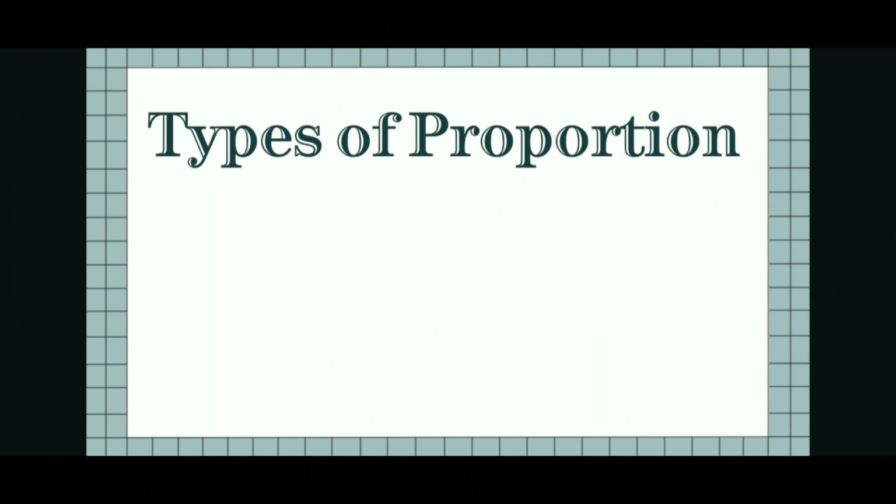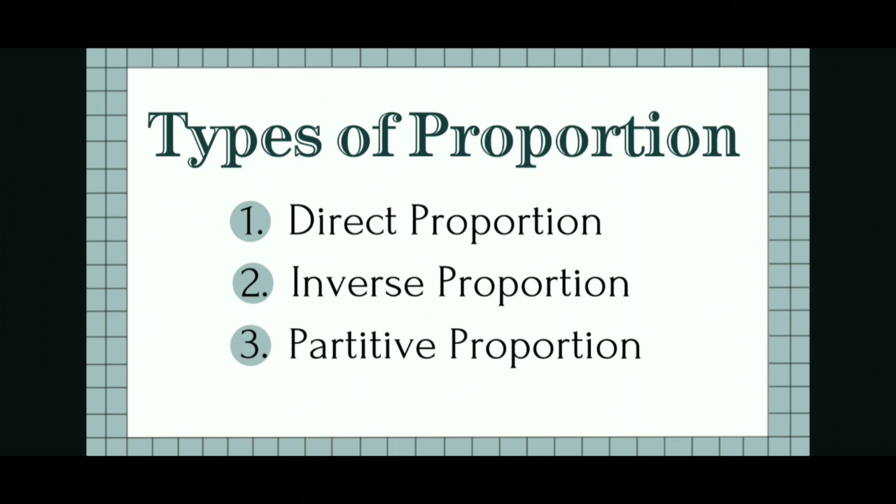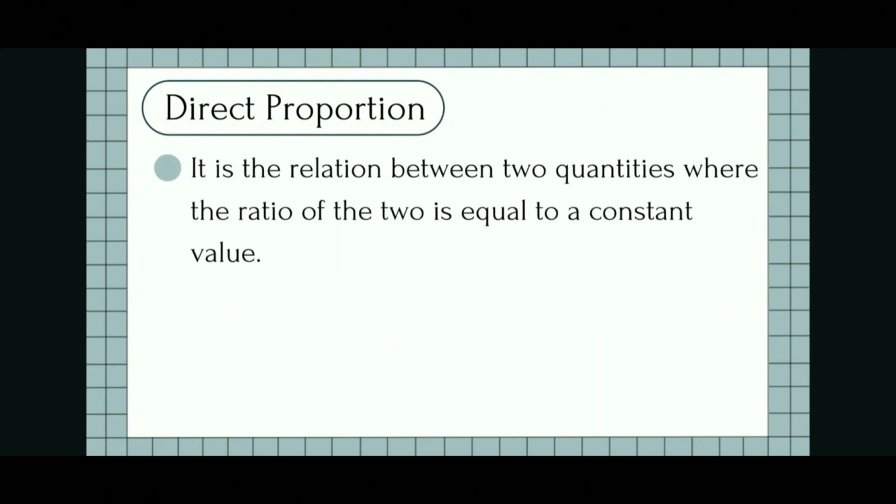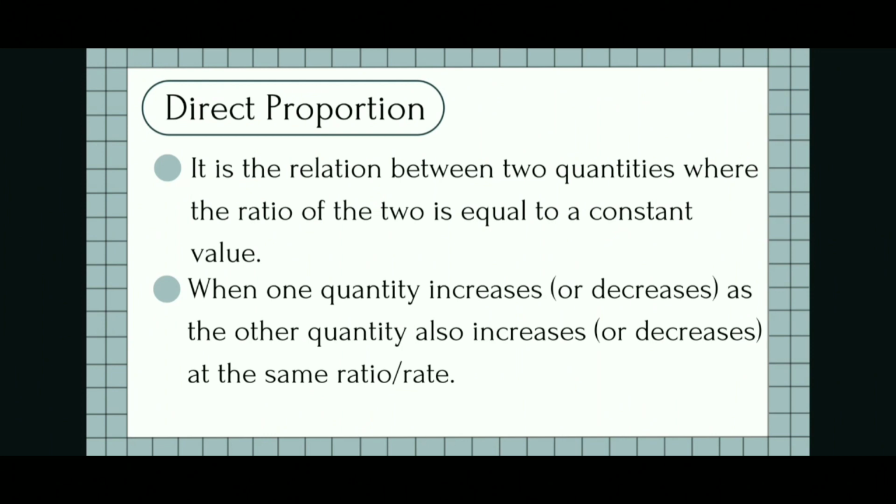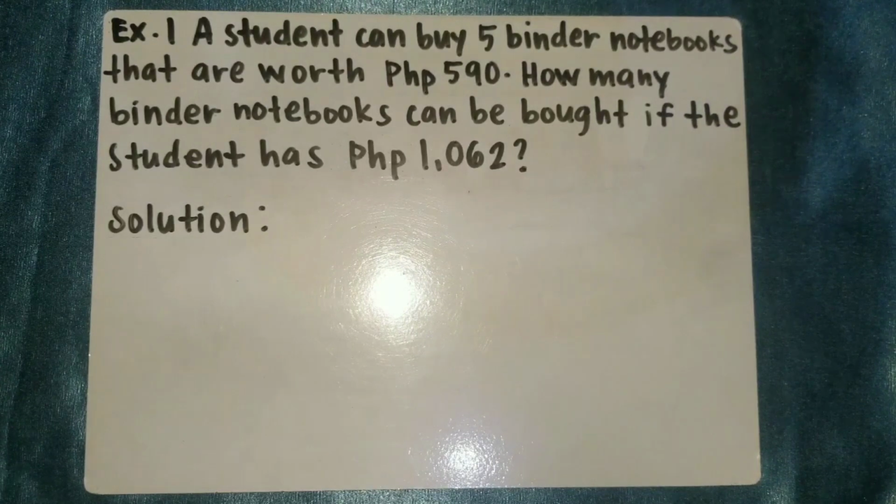There are three types of proportion: direct proportion, inverse proportion, and partitive proportion. Let's go first to direct proportion. Direct proportion is the relation between two quantities where the ratio of the two is equal to a constant value, when one quantity increases or decreases as the other quantity also increases or decreases at the same ratio or rate. So we will use direct proportion if an increase in one also leads to an increase in the other quantity and vice versa. Let's see this example.